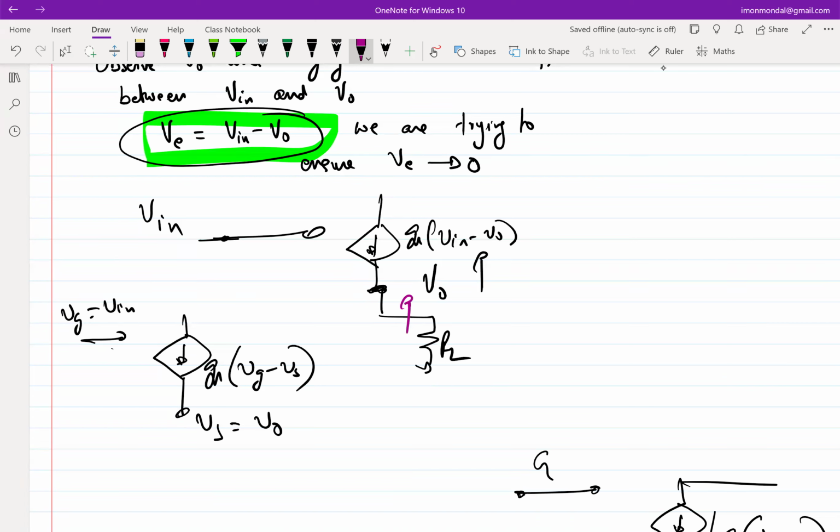what's going to happen? Vin is the same. If V naught increases, the amount of current that is getting pushed in is reducing, right? So if the amount of current that is getting pushed in is reducing, then naturally the increment is getting opposed in the other direction, right?